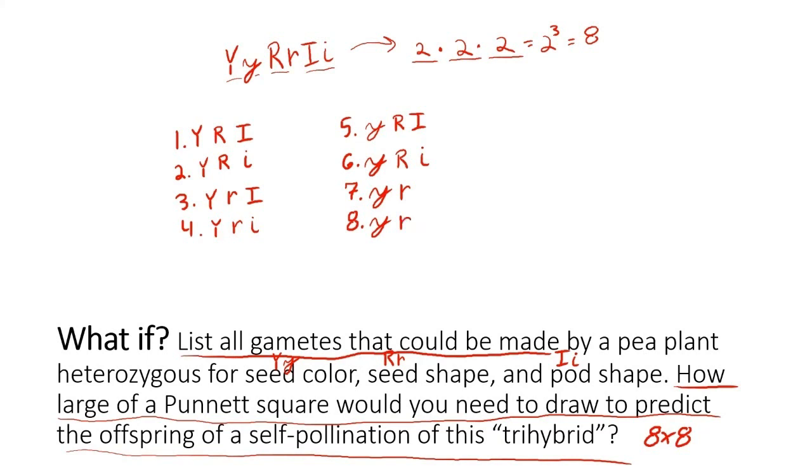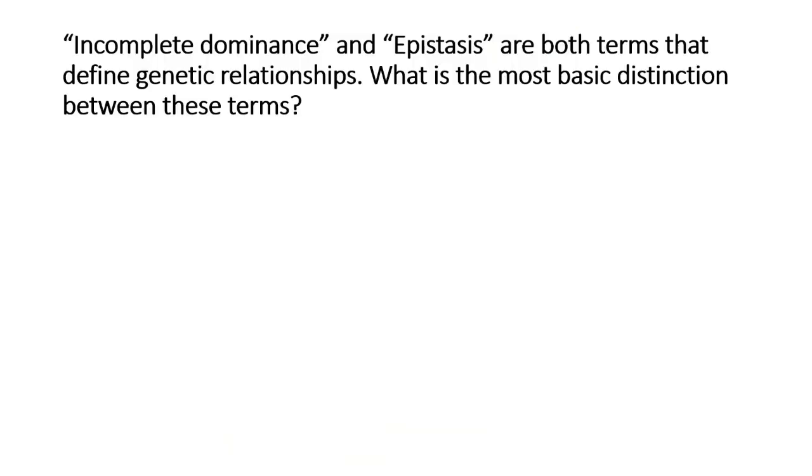So, lowercase y, lowercase r, capital I, and lowercase y, lowercase r, lowercase i. Those are all 8 possible sperm or egg cells, or in this case both, because it's a self-pollination, that could be made using this particular plant. Next question.